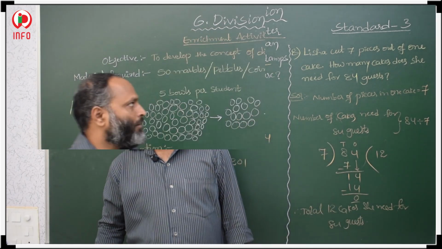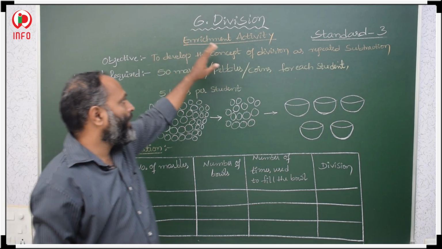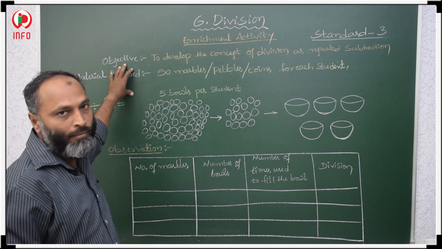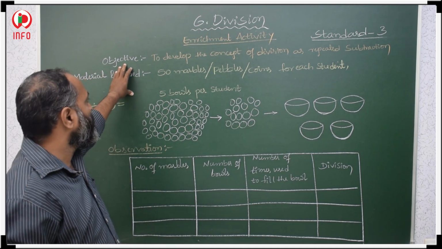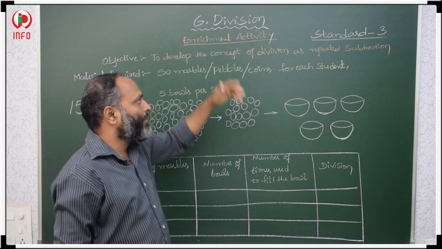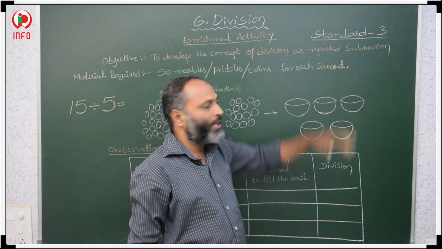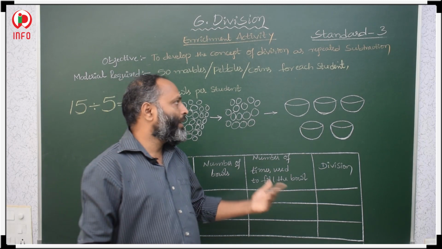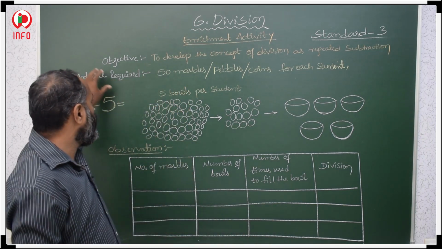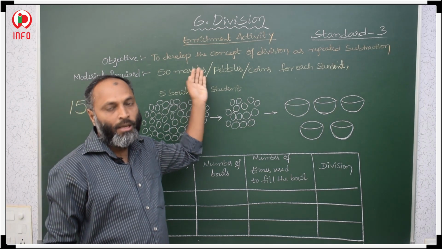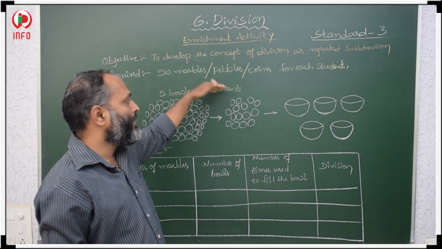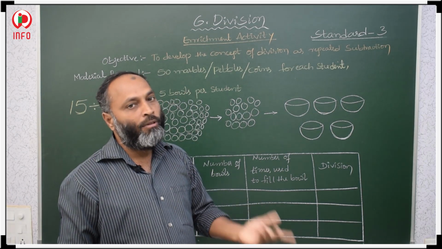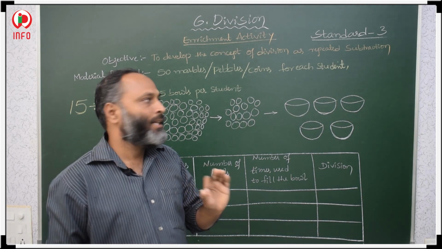Okay, students. Next, this is our enrichment activity, a maths activity. See here. What is the main motto of this activity? By this activity you can develop the concept of division by using repeated subtraction. So how to do it? What material do we need? We need 50 marbles, or 50 pebbles, or 50 coins. Any one of them, for each student.